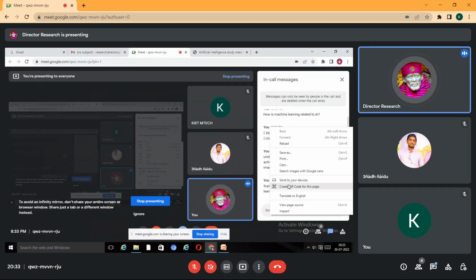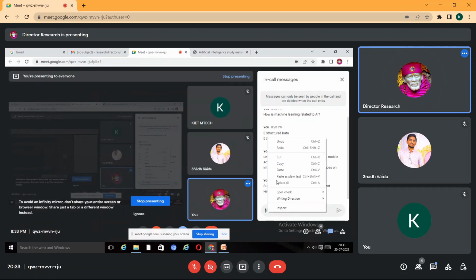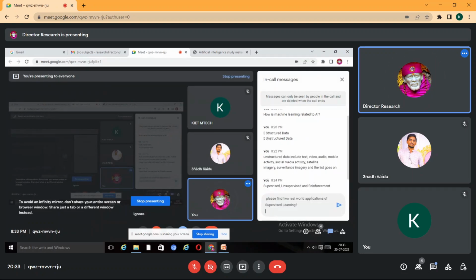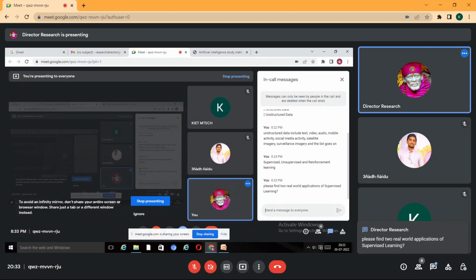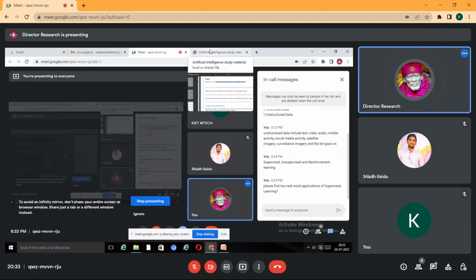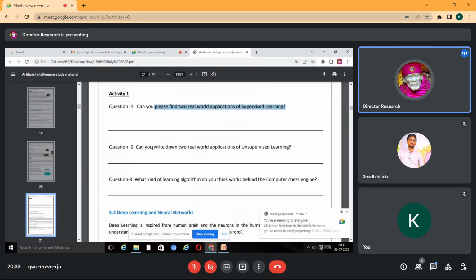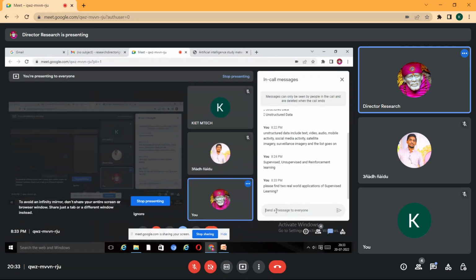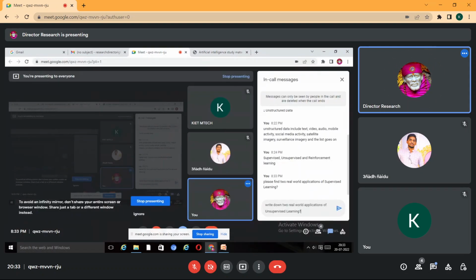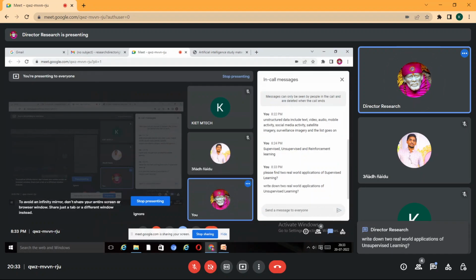This is the way of developing the subject actually. Please find two real world applications of supervised learning. Write down two real world applications of unsupervised learning.